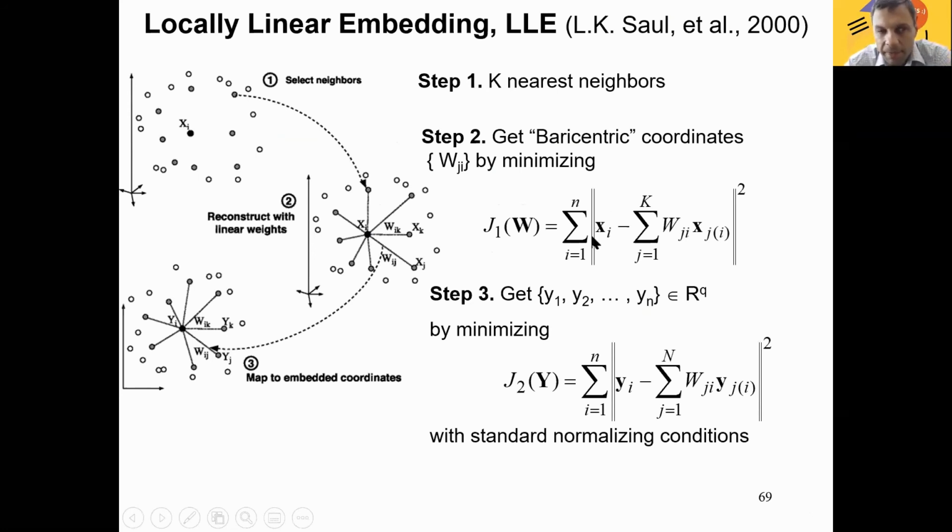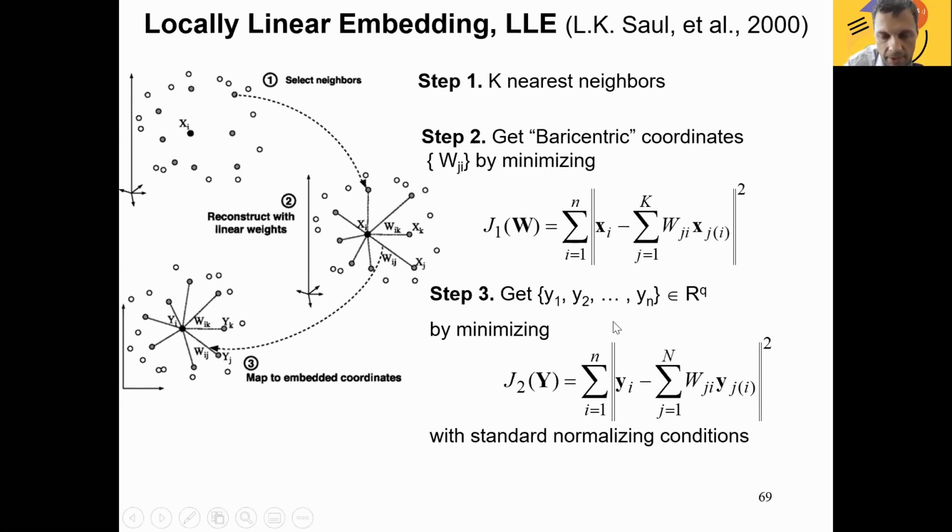The second step, we take each point xi, this is the point from our data set, and we try to approximate it using a linear combination of its k nearest neighbors. These weights here are called barycentric coordinates, so these weights contain information on how locally the manifold behaves. So we minimize this criterion with respect to these weights, and for each point of the data set we find its barycentric coordinates.